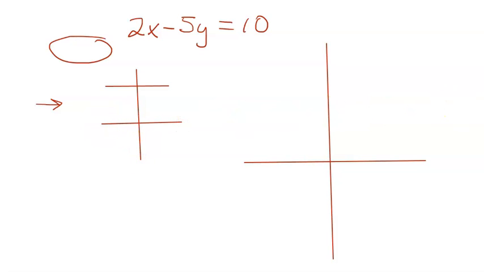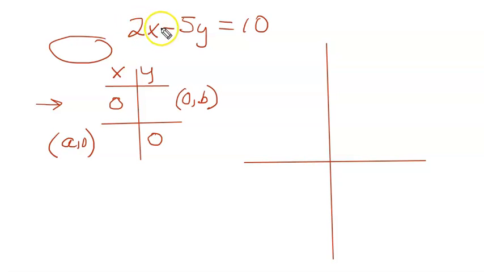Now that t-chart starts off looking like a T, and then you put an x and a y there, and then this part would be the T. But then you put a 0 there and a 0 there. This is going to give you here your 0, comma b, which is your y-intercept, and here a, comma 0, which will give you your x-intercept. So if a or your x here is a 0, this becomes a 0.